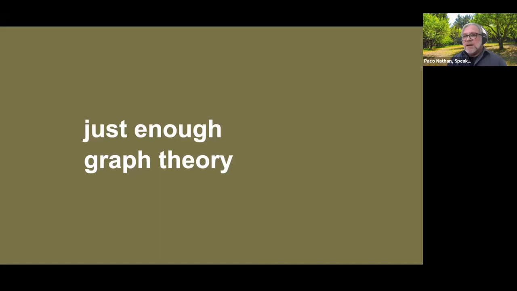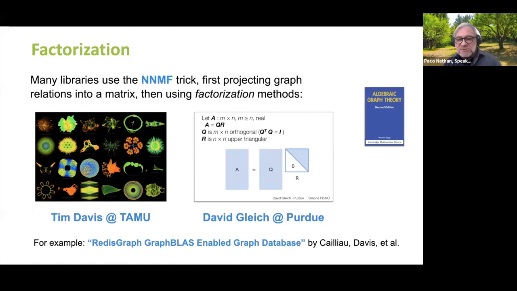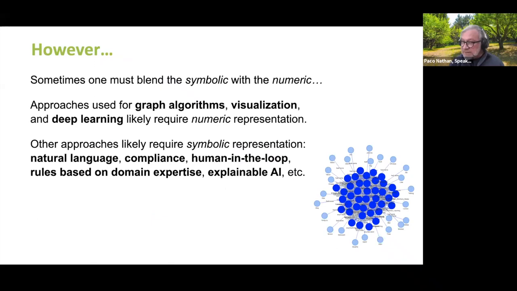One other part that's important is a little bit of graph theory. There is an area called algebraic graph theory, where we can transform a graph into a matrix or a vector or a tensor. And that leads to something called non-negative matrix factorization. It's been used a lot. There are really fantastic resources for this, but it's not the only trick. Sometimes what you need to do is blend both symbolic representation and numeric representation, because there are things that leverage numeric representation, deep learning is one of them, but other things require the symbolic part, especially when you want to have explainable machine learning models.